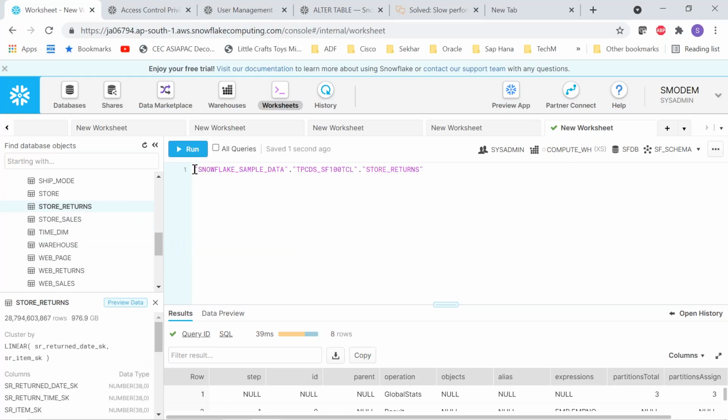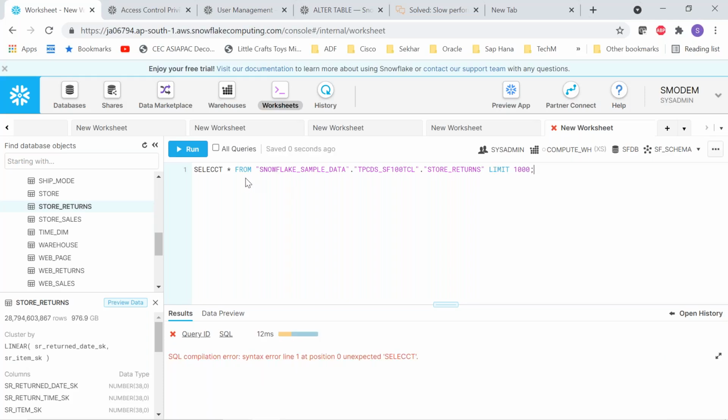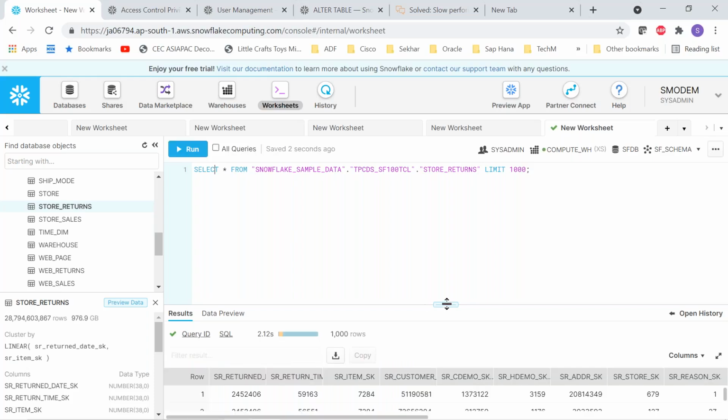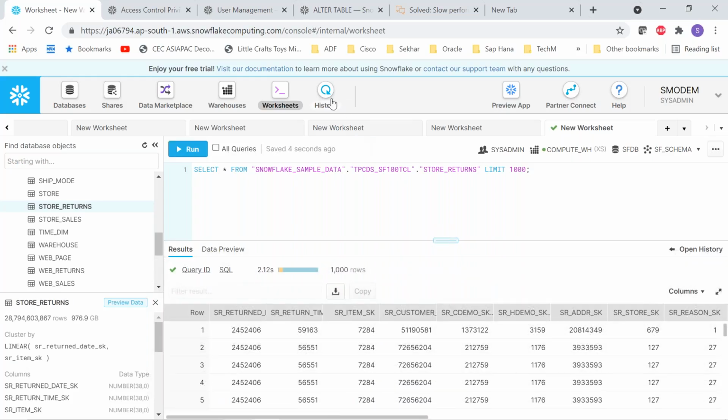So I'm trying to query this table. Select star from it, limit 1000. This is the data that we fetched. If you go and look at the history part of it, right?